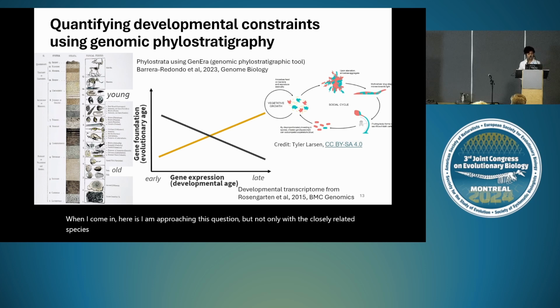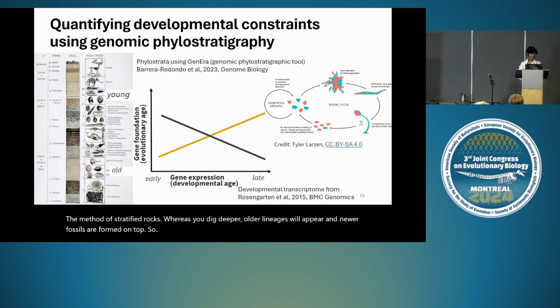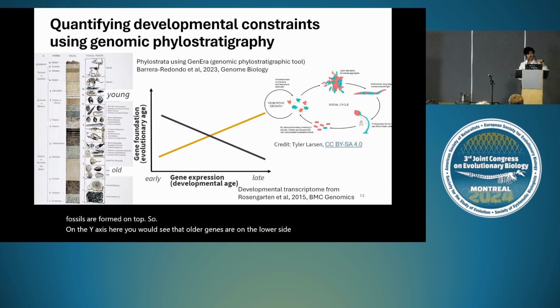Where I come in here is that I am approaching this question not only with the closely related species Dictyostelium purpureum, but I am estimating the ages of all genes in Dicty's genome using the method called genomic phylostratigraphy, which is borrowed from the method of stratified rocks, where as you dig deeper, older lineages will appear and newer fossils are formed on top. So on the y-axis here, you would see that older genes are on the lower side, whereas as time progresses, younger genes are expressed later.